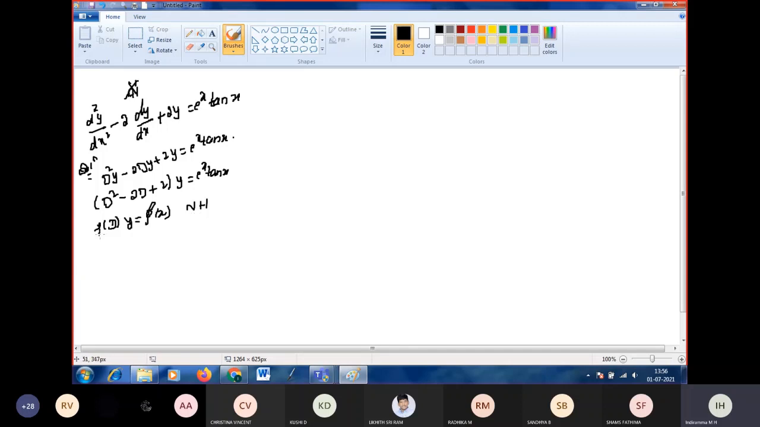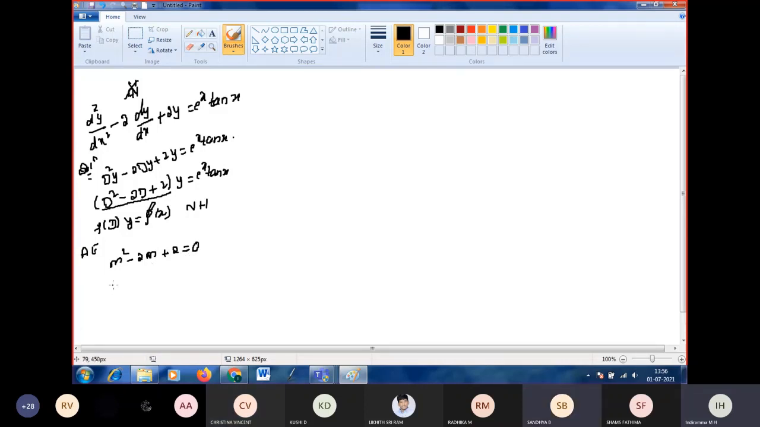But the method is called the method of variation of parameters. We should find only yc. Using yc, we can make it a general solution. Next, to find yc, we have to consider the auxiliary equation. What is the auxiliary equation we have? m square minus 2m plus 2 equal to 0. Is it possible to factorize?